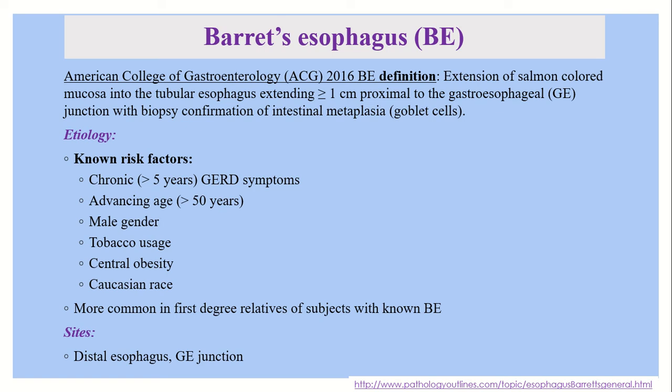Etiology and risk factors of Barrett's esophagus are chronic, more than 5 years, gastroesophageal reflux disease symptoms, advancing age more than 50 years, male gender, tobacco use, central obesity, and Caucasian race. It is most common in first degree relatives of subjects with Barrett's esophagus. It is located especially in the distal esophagus and the gastroesophageal junction.